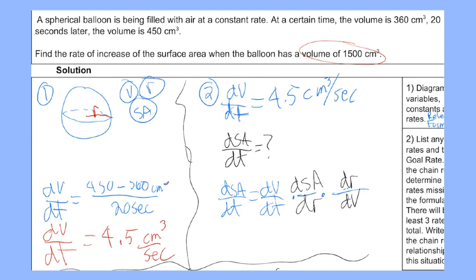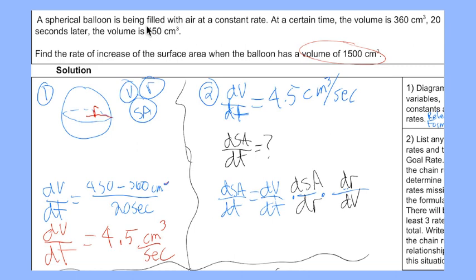Think of a balloon that's being blown up with air at a constant rate. So clearly not a person blowing it up, breathing in, breathing out. It's like a basketball getting blown up by an air compressor. And what we know, if we take this information up here, is that at a certain time the volume is 360 centimeters cubed. 20 seconds later, the volume is 450 centimeters cubed.